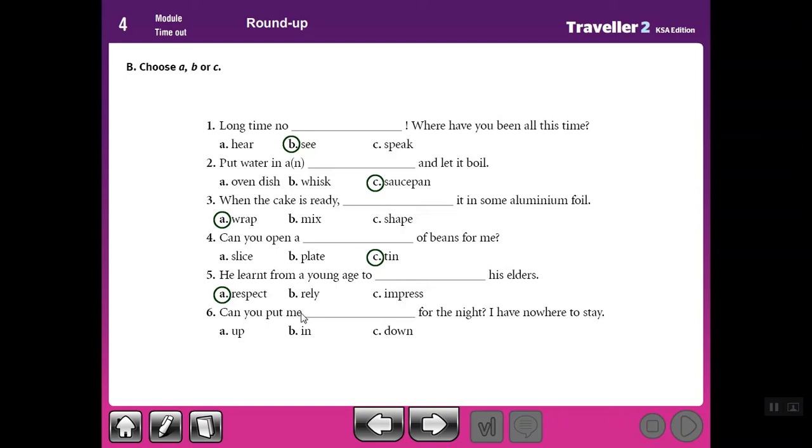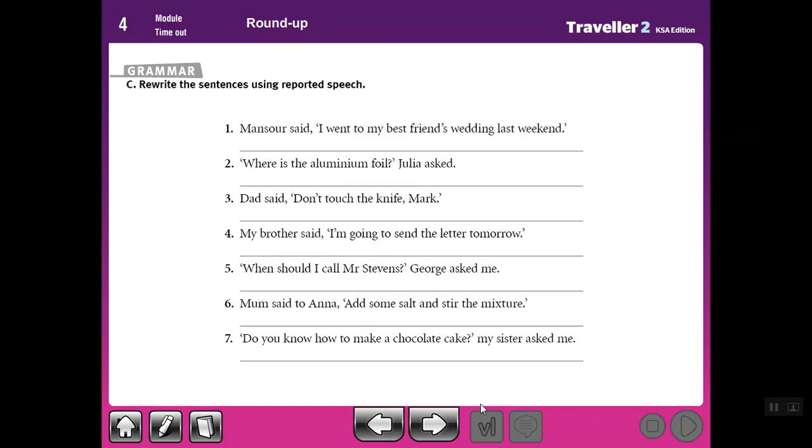Number 6. Can you put me up for the night? I have nowhere to stay. I have nowhere to live. I have nowhere to sleep in. So can you put me up? Put me up here means accommodate, host. Entertain means yesterday.